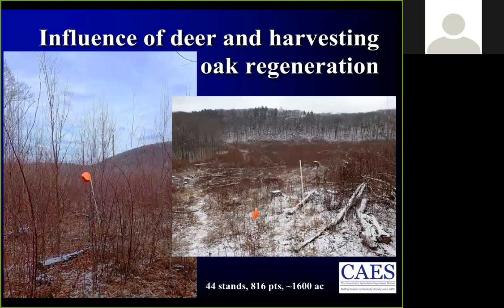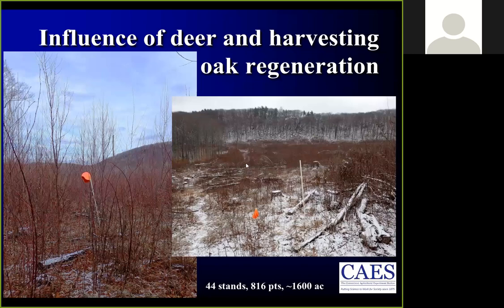So we wanted to look at the influence of deer too, but at the stand level, which is kind of tough. We're about two-thirds of the way done with the study. We're going out to areas that have shelterwoods or clear cuts, final overstory removal. Altogether we're hoping to get 80 stands, and this is a summary of 44 stands covering about 1,600 acres.